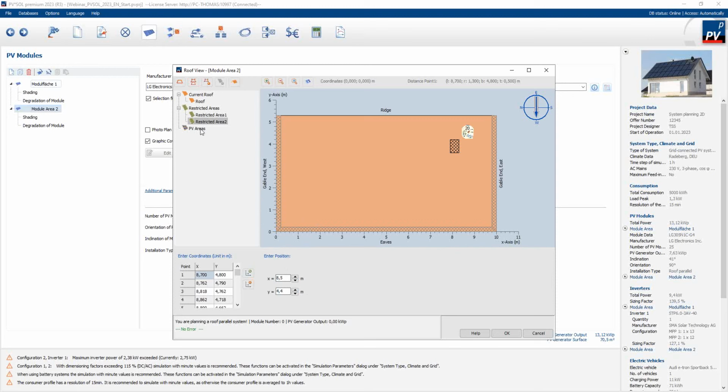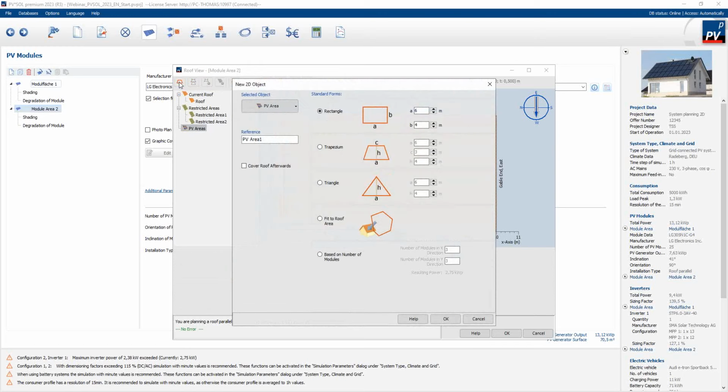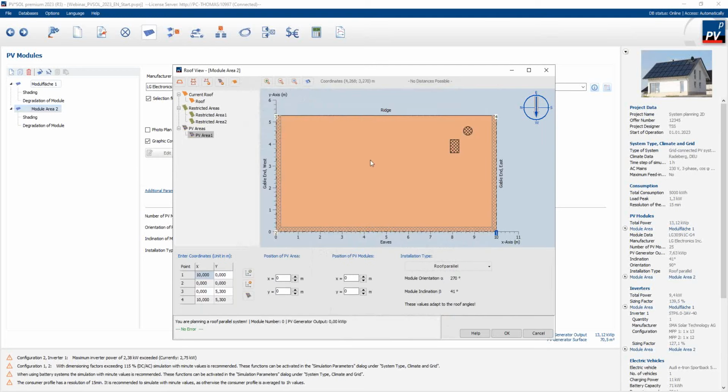Last but not least, we have to define the PV area. So we have to go to this node here, press this small trapezium, and again, according to the standard form, to the form of the roof, you have these forms available here. And the easiest way, of course, is if we say fit to the roof area, then the covered area is as big as the roof is, and here we are.